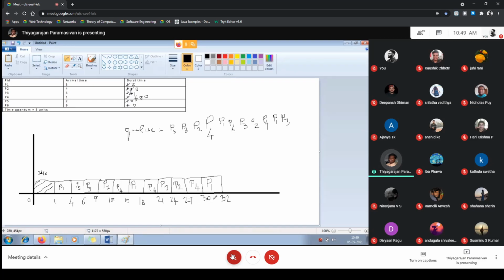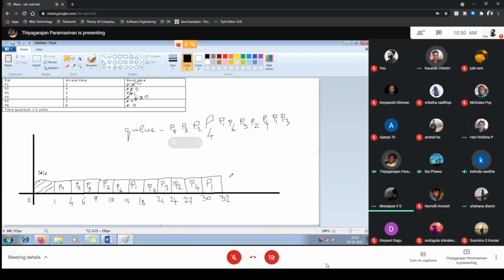Third step is to reduce the burst time by the time quantum. What is the time quantum allocated here? 2 units we allocated, so 2 minus 2 will be 0. Now the fourth step, we check whether the process completed its execution. Yes, P1 completed its execution. So we will not add it at the end of the queue. What is the last job in the queue?